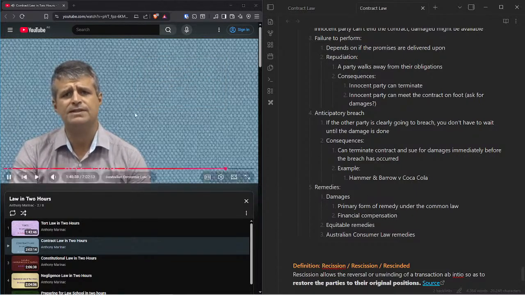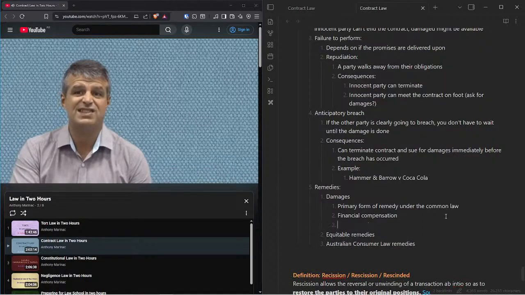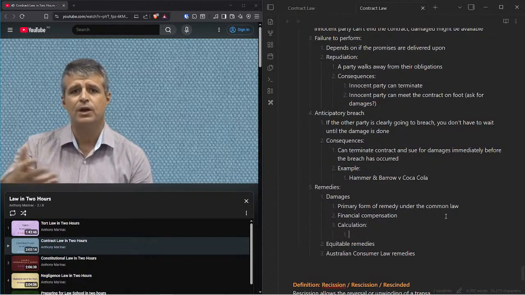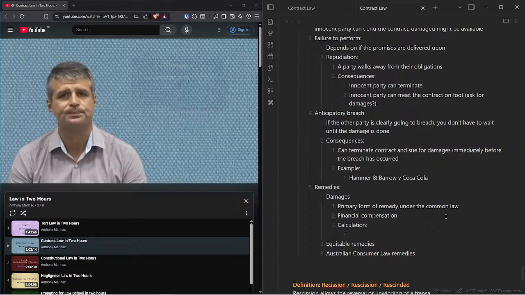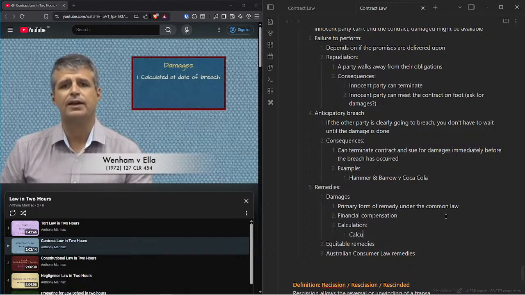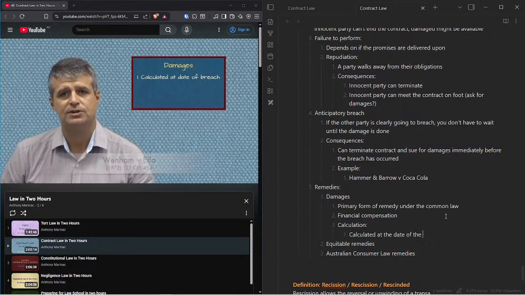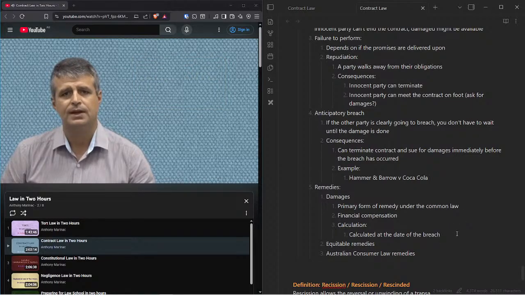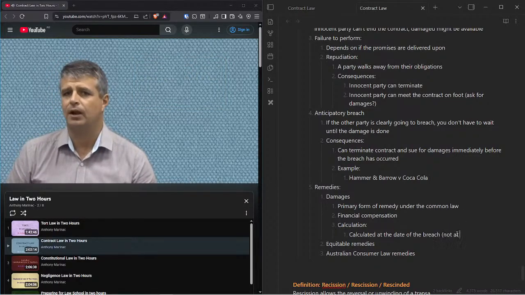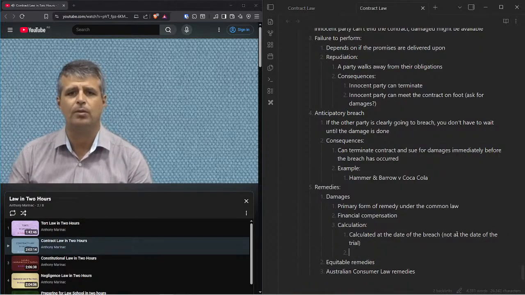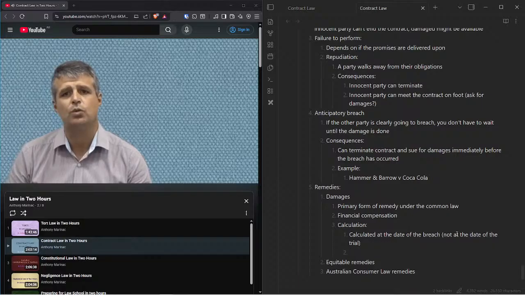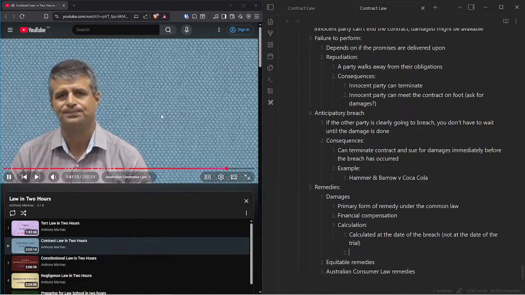Now, how are the damages calculated? Well, in some ways that's a matter for the court and a matter for the evidence which each side brings to the court about what the extent of the loss was. But there are four key principles. First, damages are calculated at the date of the breach, not at the date of the trial. This is important because sometimes it can take a long time for a matter to come to trial. And if we're talking about something like real estate or commodities, then the value of those might change quite considerably between the time of the breach and the time of the judgment.